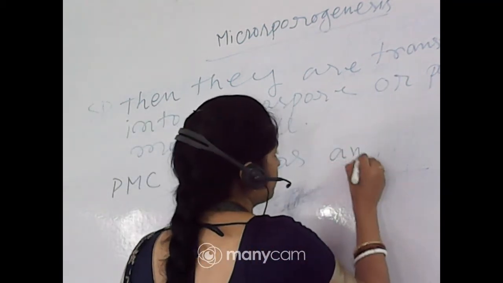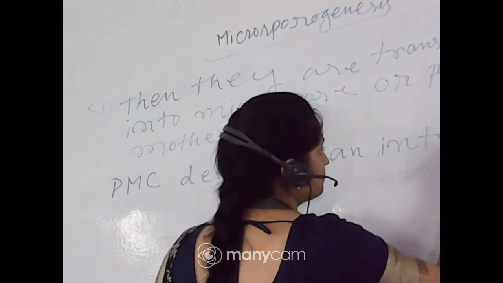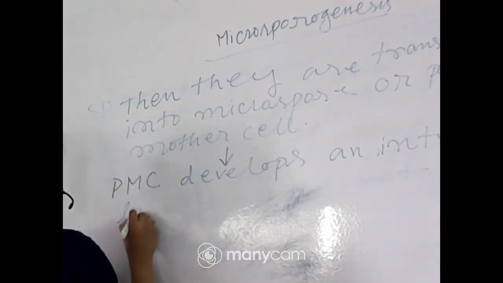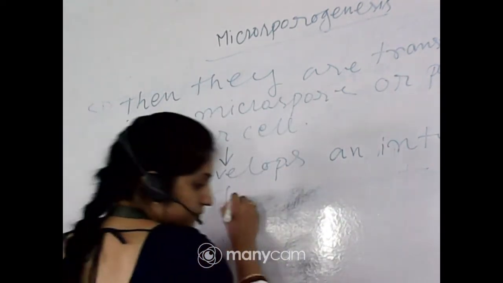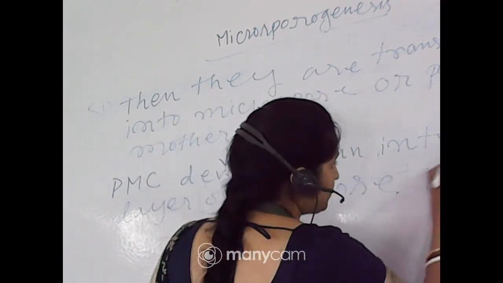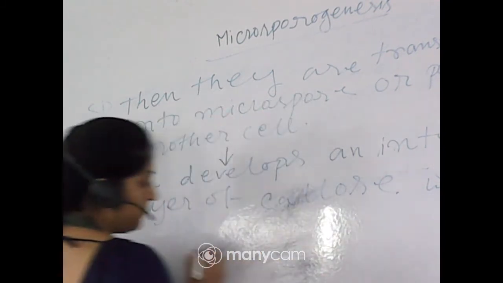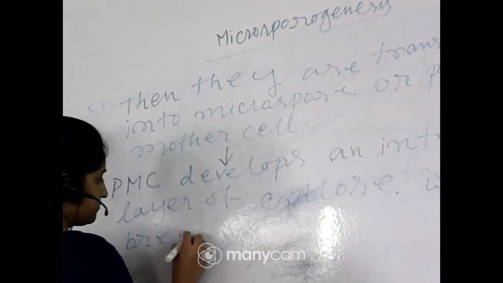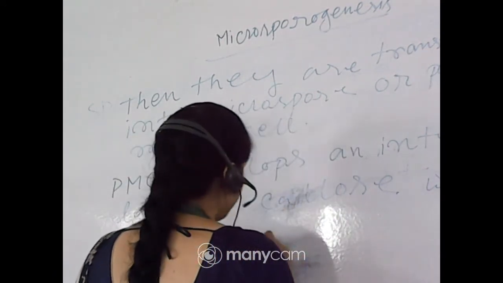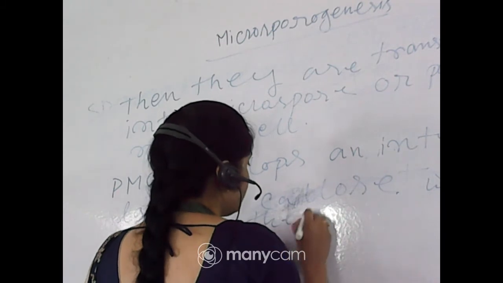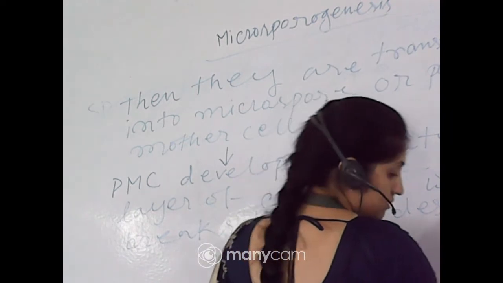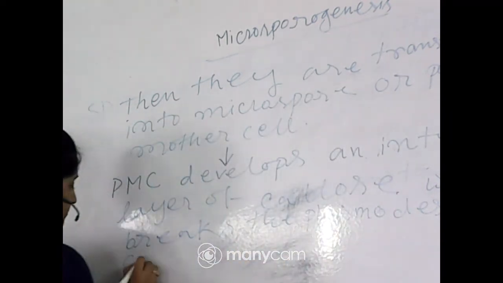Then the PMC develops an internal layer of callus which breaks the plasmodesmal connections among them.